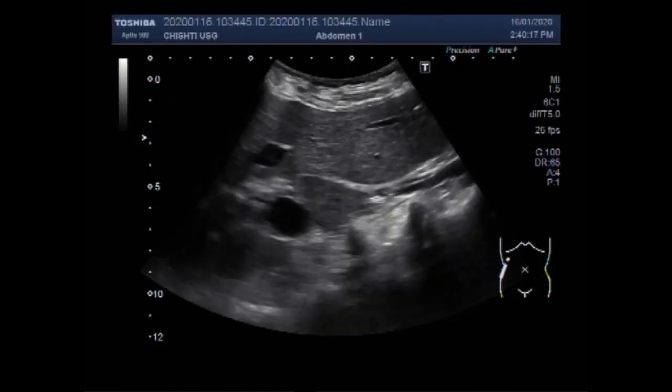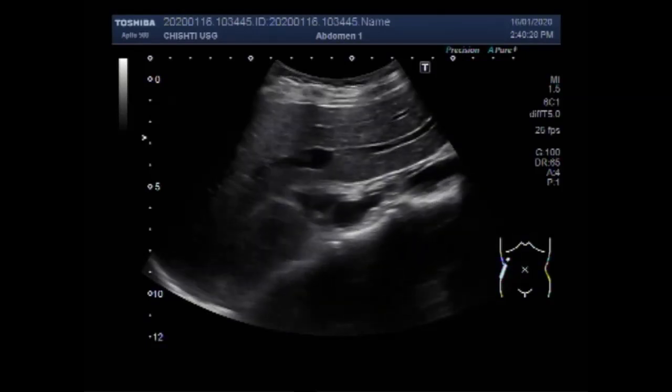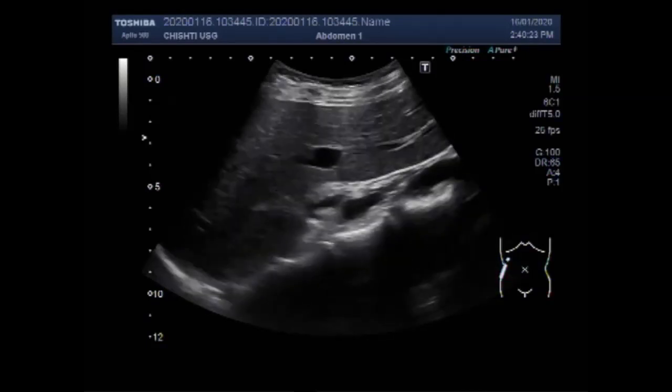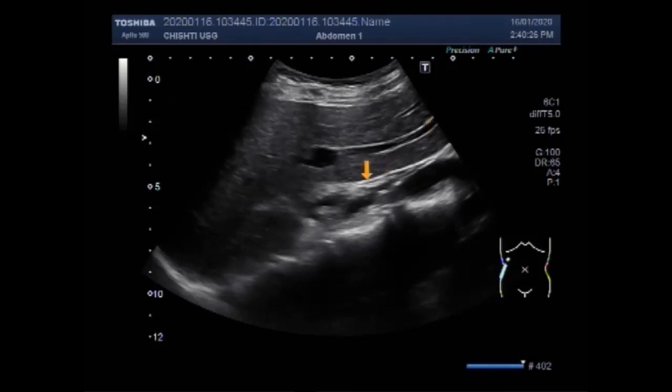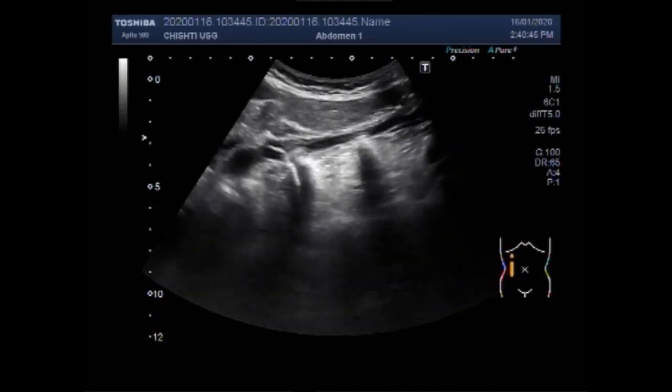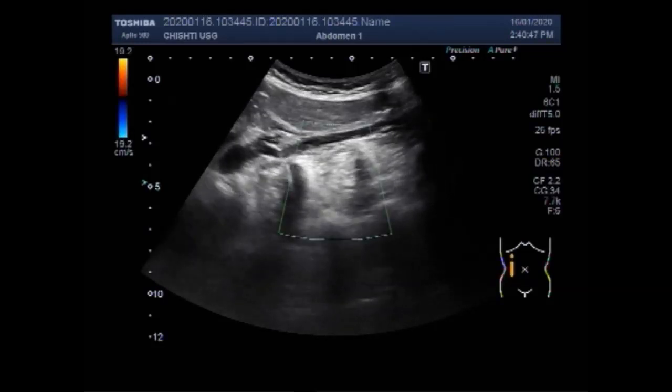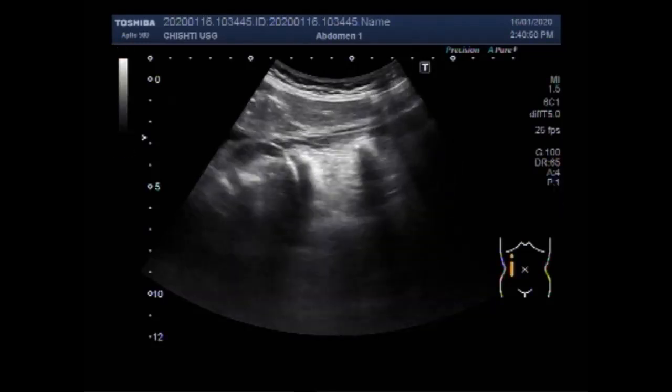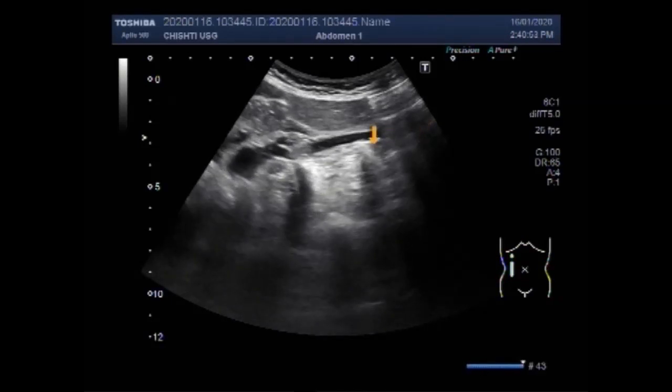Now you can see there is minimum hydroureter due to the stone lying in the distal ureter, in the lower one third of the ureter, and the size of the stone is also small, so the hydroureter and hydronephrosis is less. This is the right ureter.